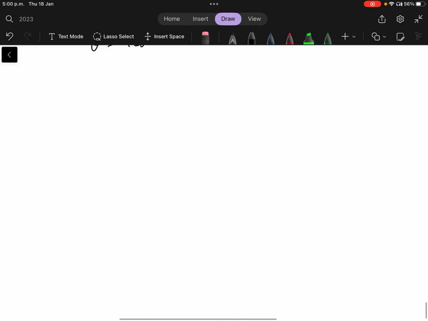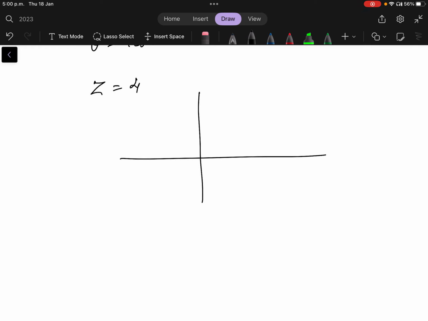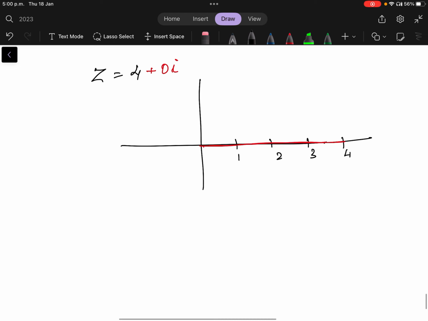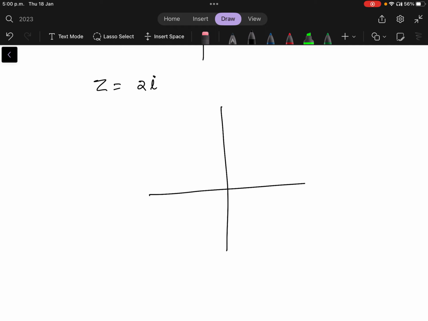Okay, now I just wanted to show you a couple more things with respect to representing the complex number on a diagram. If you have z is equal to 4, how will you draw this in the coordinate plane? 1, 2, 3, 4. This is nothing but 4 plus 0i. This doesn't have an imaginary part, so the complex number is represented by this line. Suppose you have the complex number z is equal to 2i, then it will be represented on the imaginary axis. This is 1 and this is 2, and the complex number will be represented like this.